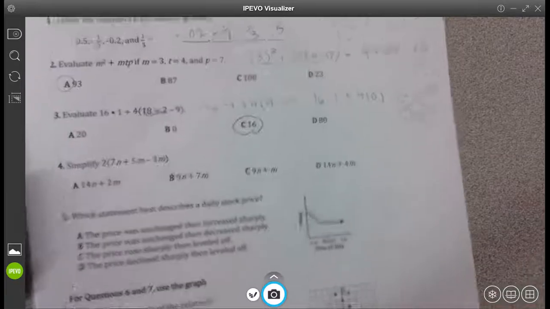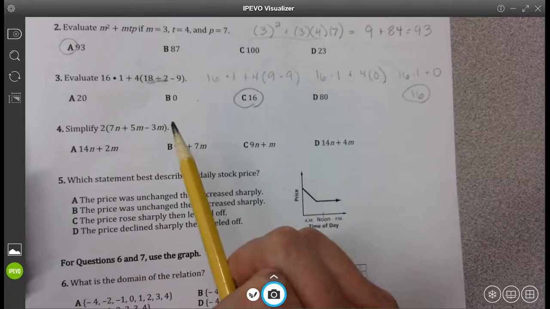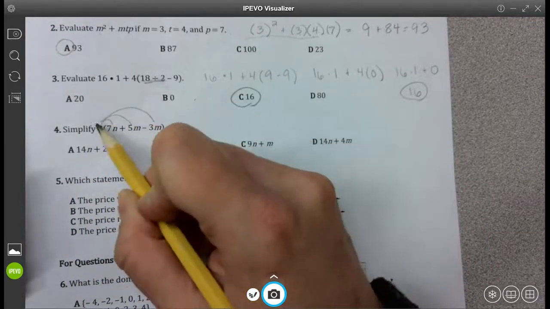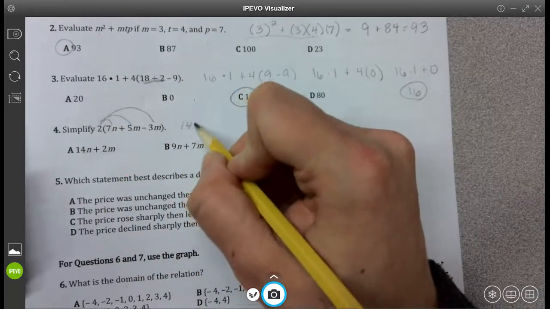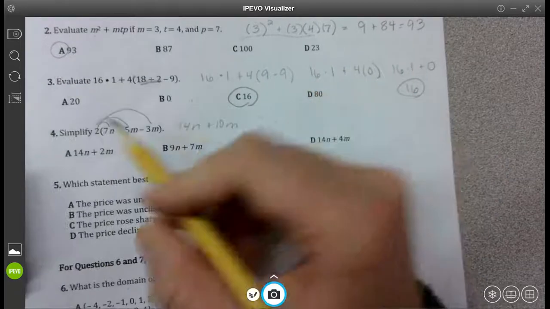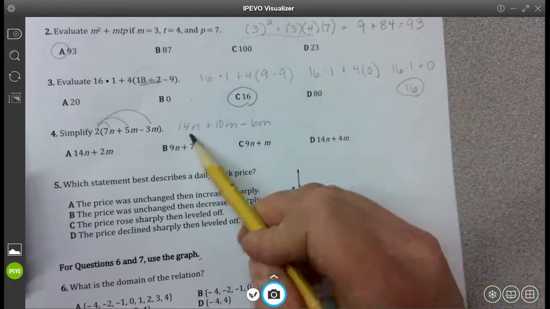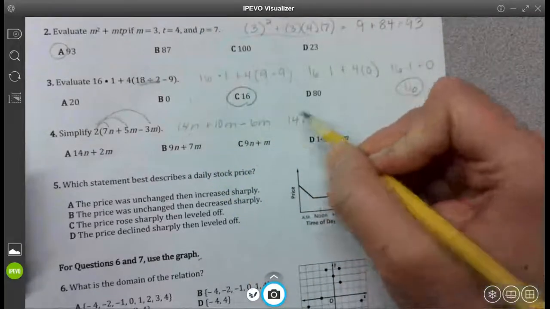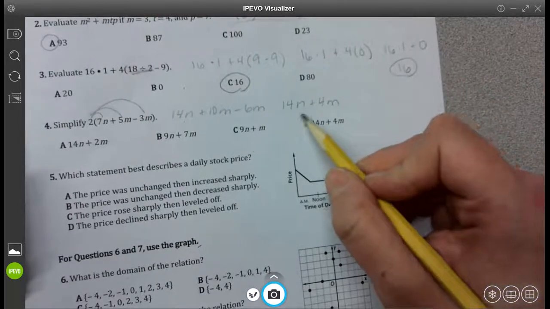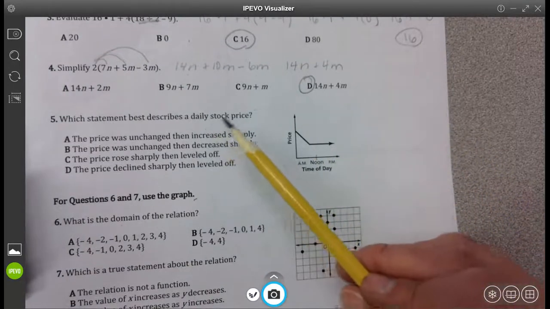Okay. Number 4, it says simplify. It's beside this whole quantity. So when things are beside each other, that implies multiplication. So 2 times 7n is 14n. 2 times 5m, it's being distributed, 10m. 2 times negative 3m is -6m. There's no other n's, so it's 14n. 10 minus 6 is 4m. And that is D.